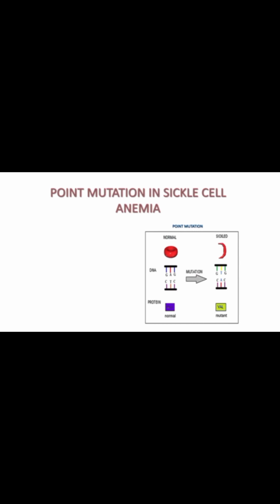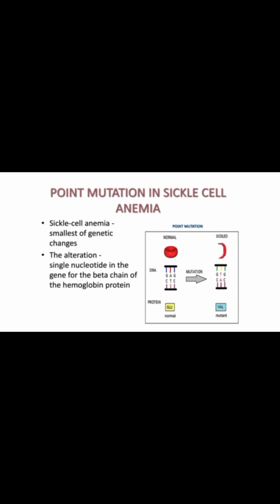Point mutation in sickle cell anemia. Sickle cell anemia is a disorder caused by the smallest of genetic changes. The alteration of a single nucleotide in the gene for the beta chain of the hemoglobin protein, that is, the oxygen carrying protein that makes blood red, is all it takes to turn a normal hemoglobin gene into a sickle cell hemoglobin gene.